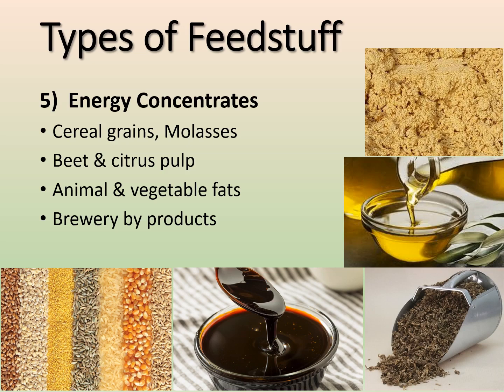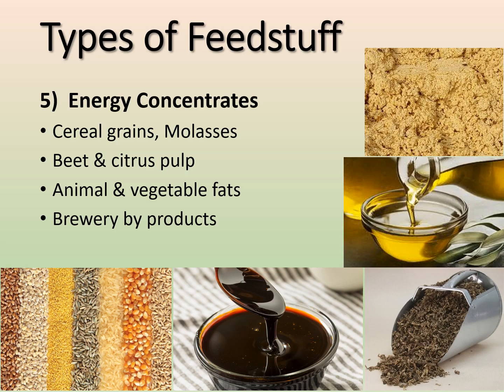Beet and citrus pulp. These kind of starchy vegetables, such as a beet, they create this pulp or this shredded product that you can add to feed. It has kind of a lot of fiber in it as well, so it adds some energy to the feed. A little bit of a bulk feed as well.